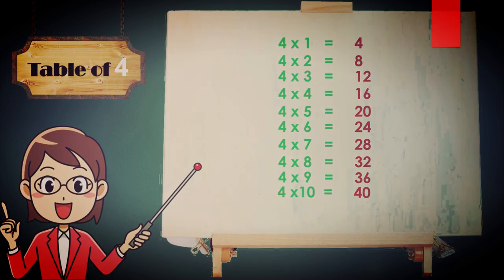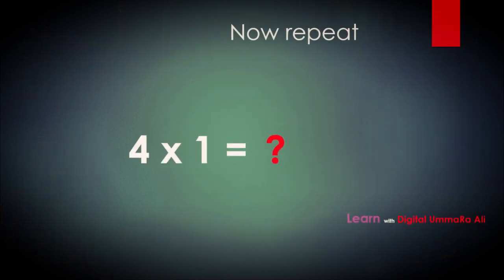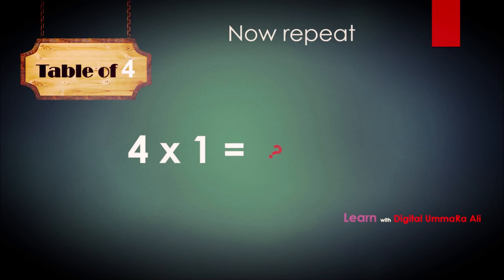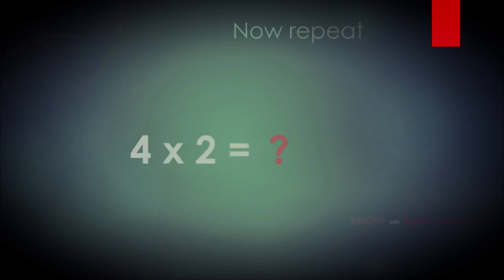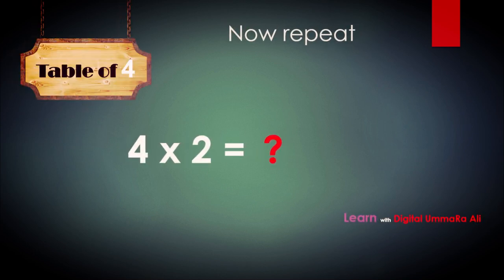Let's repeat it and learn the table of 4. Now repeat it with me. 4 ones are 4. 4 twos are, let's tell me, 4 twos are 8.